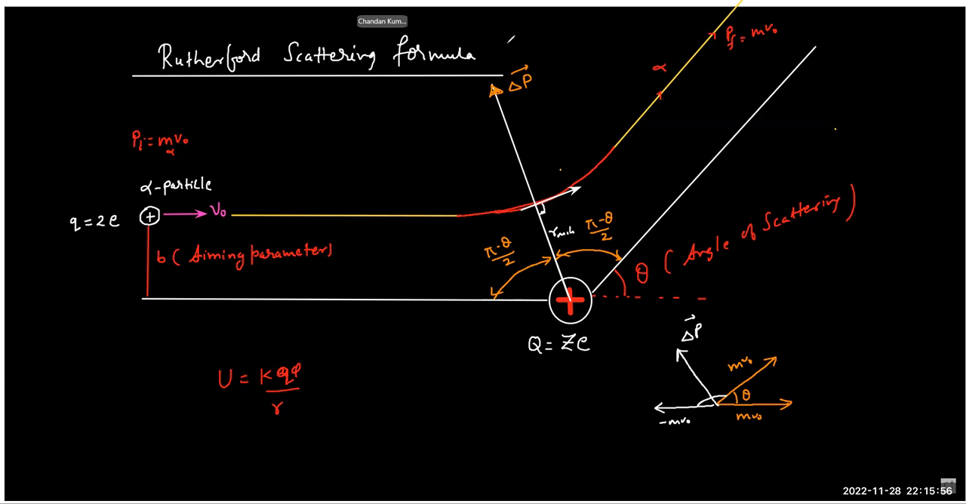So if you draw at one point, you can find the magnitude of change in momentum, which is pretty easy. How much is delta P? You can derive from here. What is delta P? Take the component of this and this along this line. mv0 cos of (pi minus theta) by 2? Yes, sir. Becomes sine theta by 2. Very good.